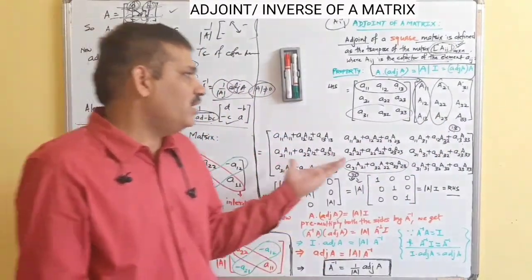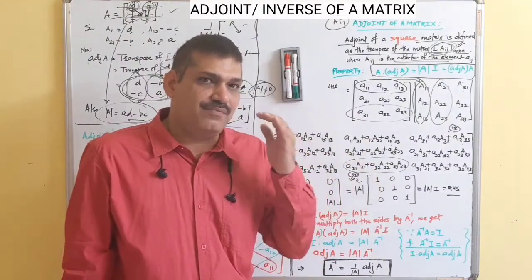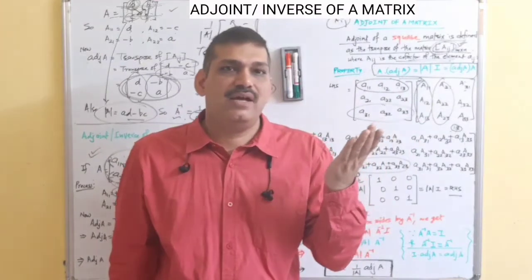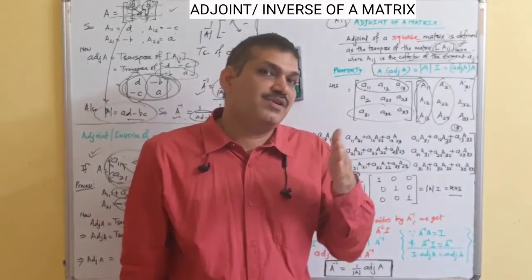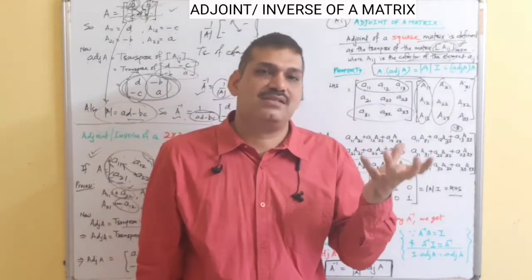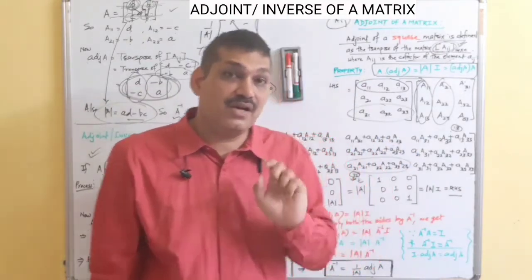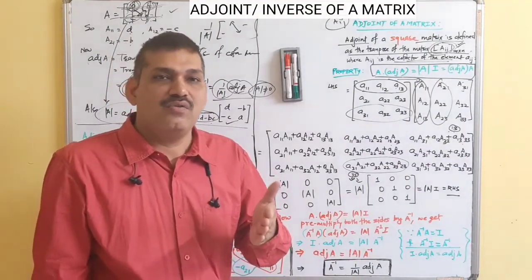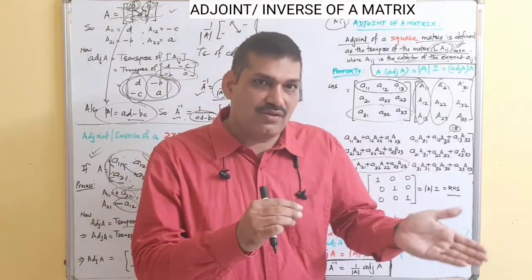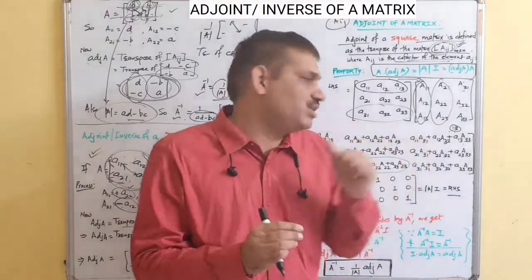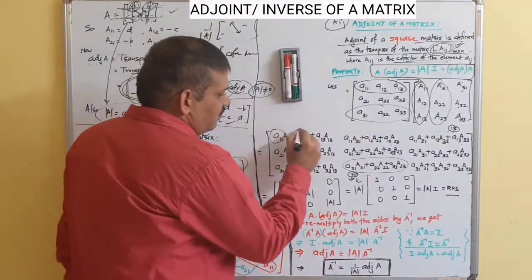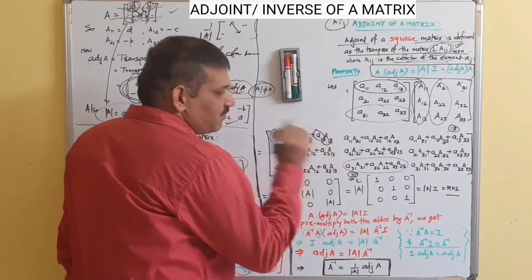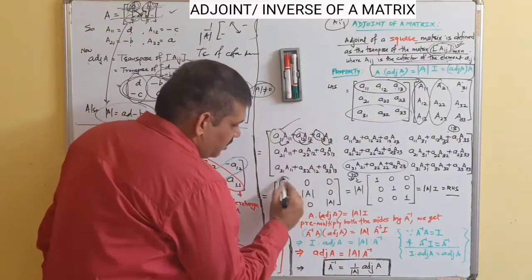Well, in the previous session we discussed two properties. One: if we choose a particular row and multiply its elements with the corresponding cofactors and find the sum, then it is equal to the value of the determinant. But if we choose a particular row and multiply it by the cofactors of any other row, then the sum is always 0. Here we have chosen the elements of the first row and multiplied them by the cofactors of the same row, so this will become determinant A.